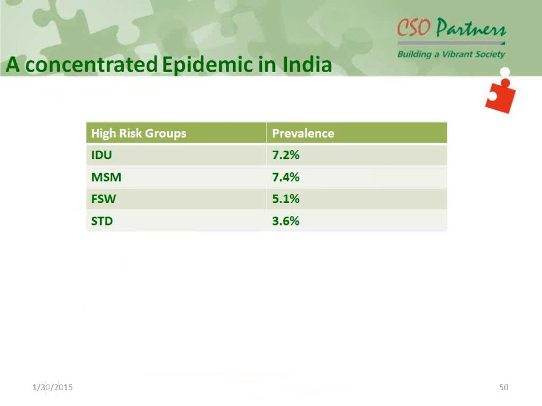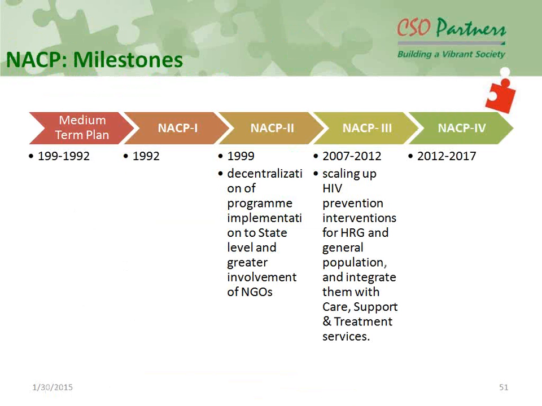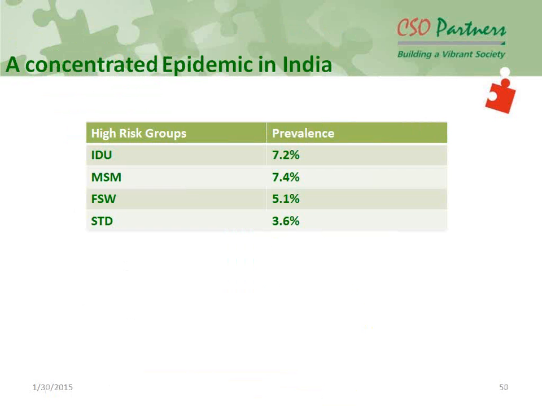So there is a typical pattern in India. If you see the Northeast, the typical pattern is mostly through IDUs. It is not only IDUs, it is also through MSMs, FSW and STD. But I would say that IDU incidence is mainly concentrated in the Northeast. In Maharashtra, Karnataka, Tamil Nadu and Andhra Pradesh, it is not so much IDUs, it is more FSW, STD and MSMs.